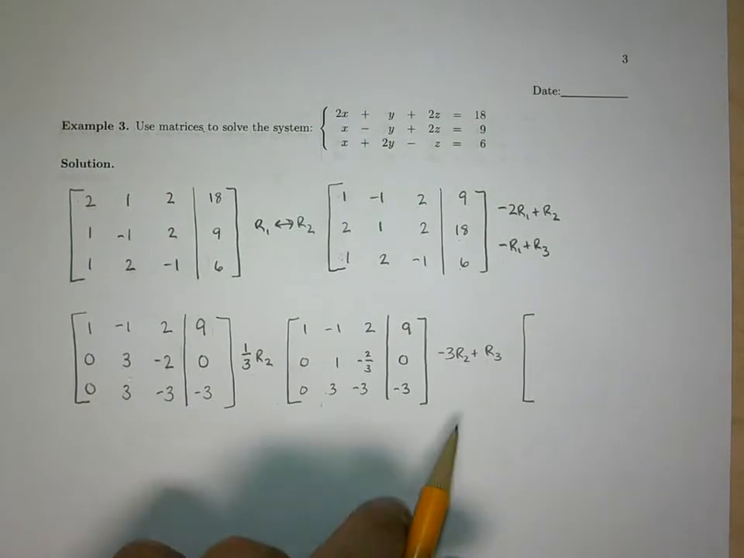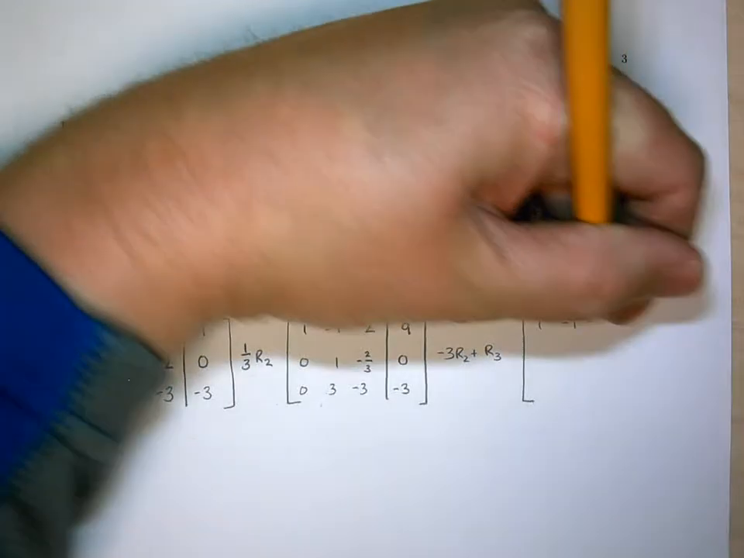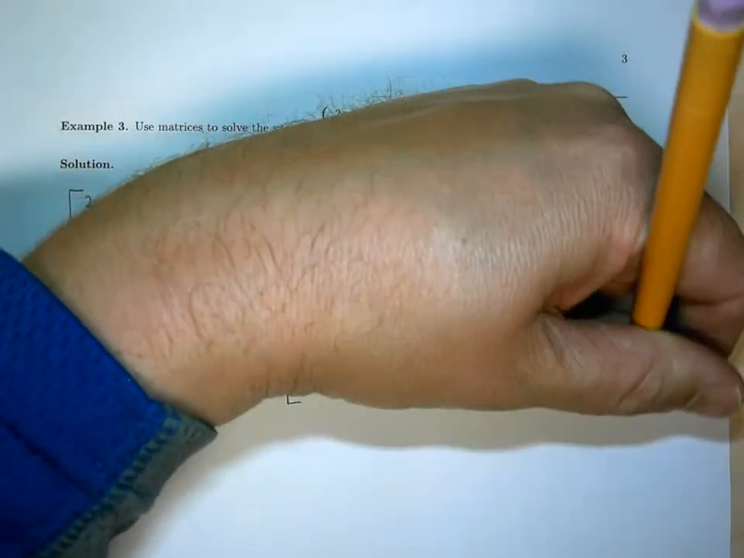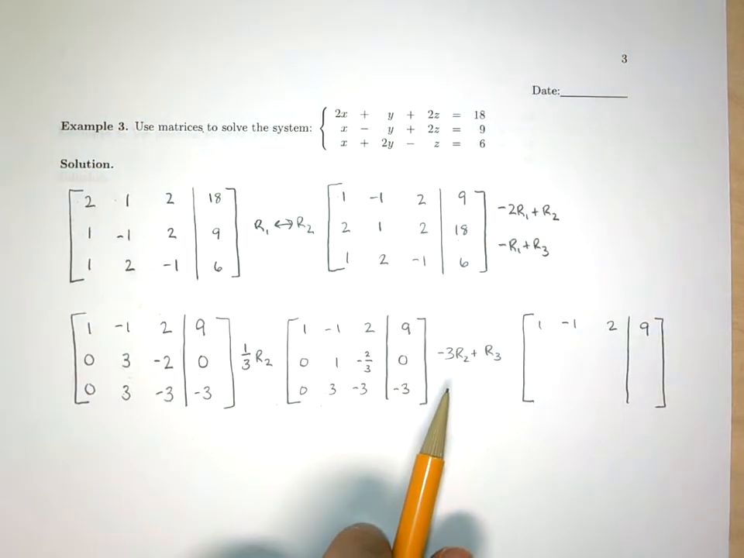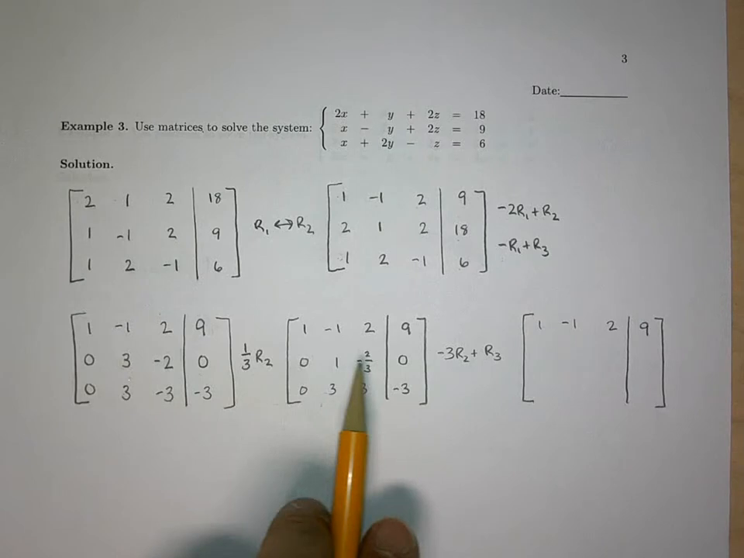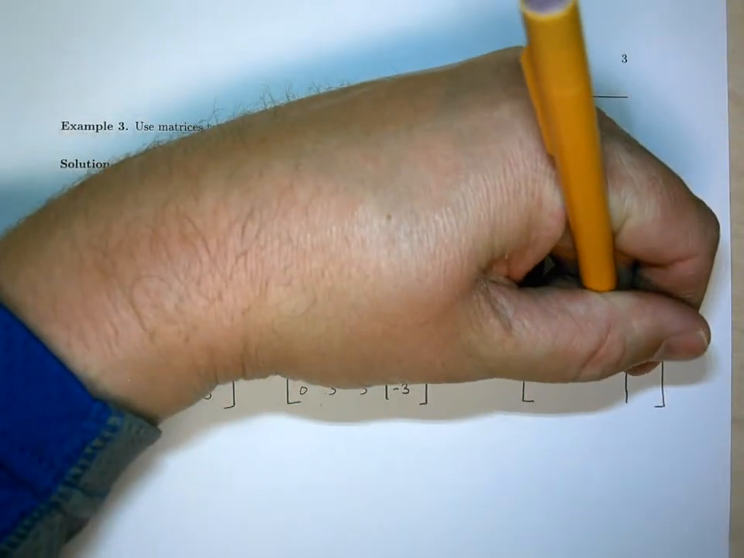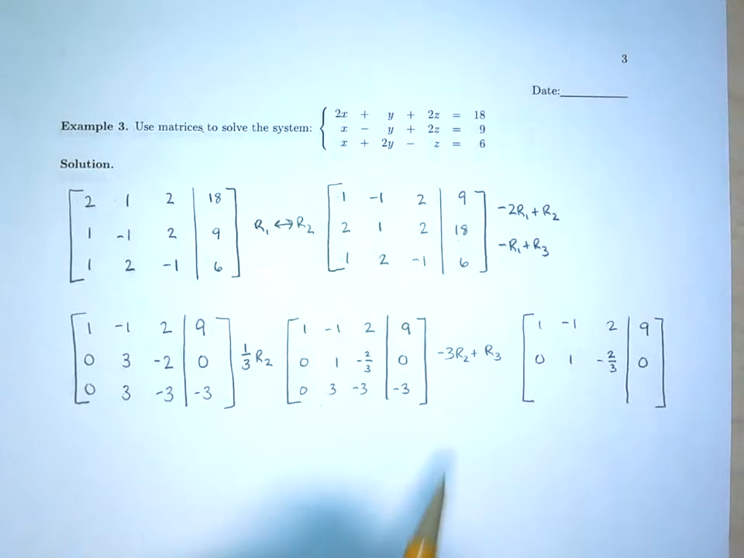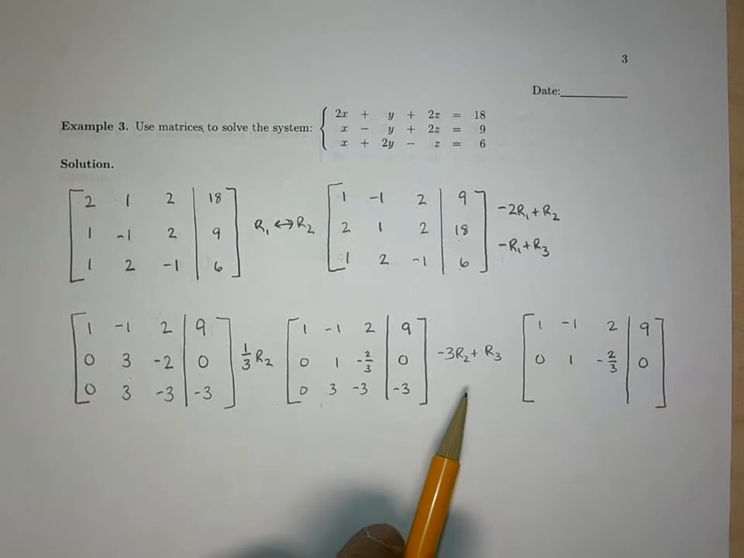First row is not part of this, so I'm just going to rewrite it. The second row is only being used to change the third row, so I'm just going to rewrite the second row as well. So the third row is what's changing. This is going to give me an equation that only has z in it. So let's go piece by piece and do this.